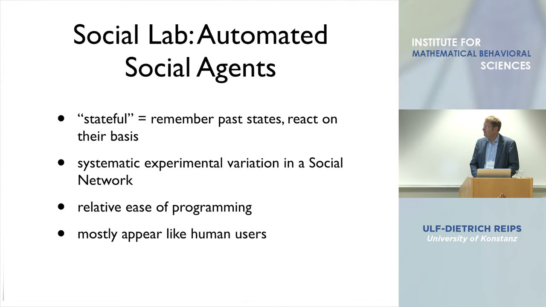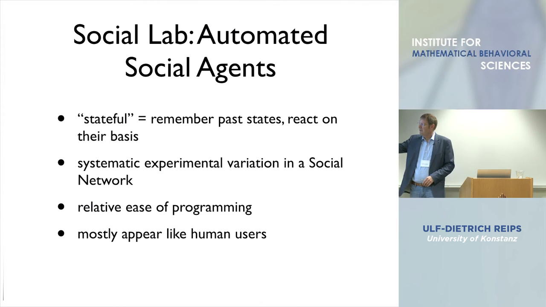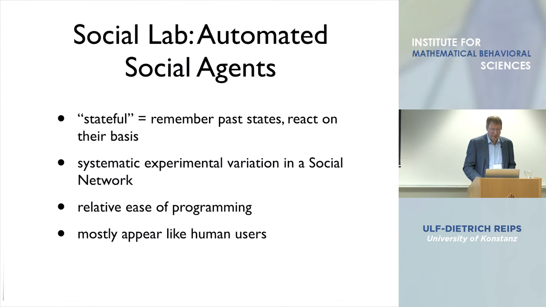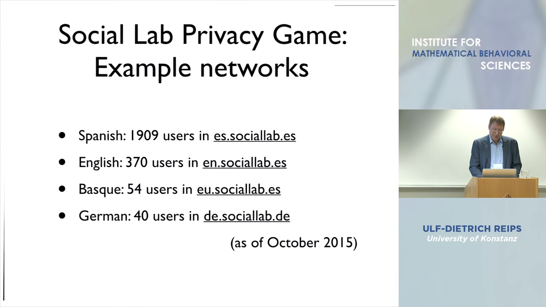So these agents, they are stateful for the computer scientists among you. It means that they basically have a memory, so they remember past interactions with other users and react on the basis of those memories also. And these networks and bots allow systematic experimental variation within the social network. So we can ask a bot to do certain things with certain users and other things with other users. They are relatively easy to program, and they appear mostly like human users.